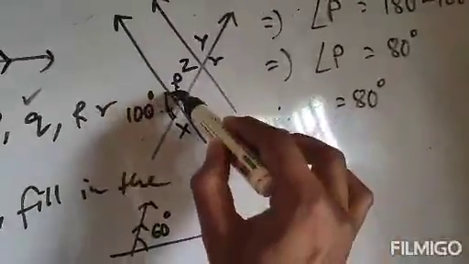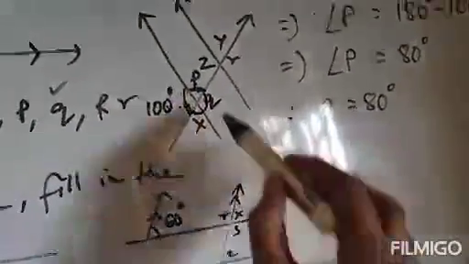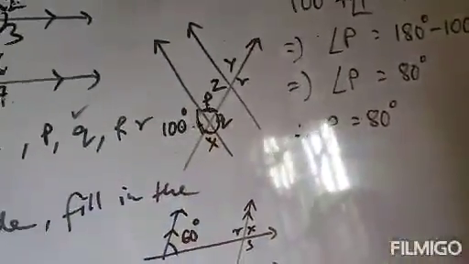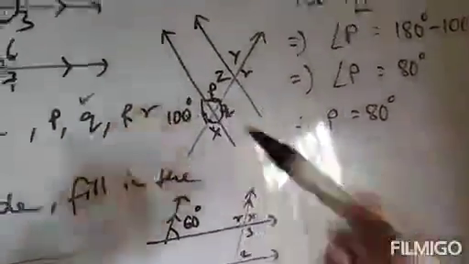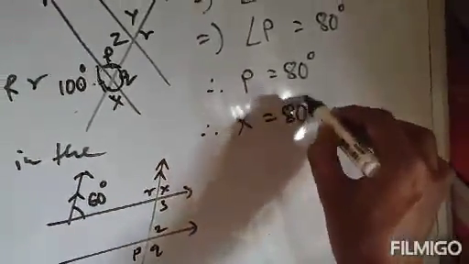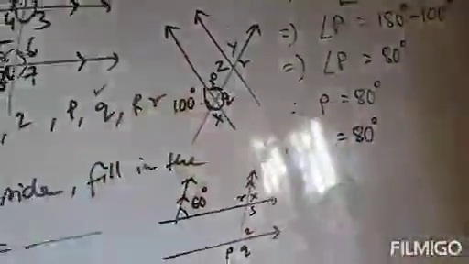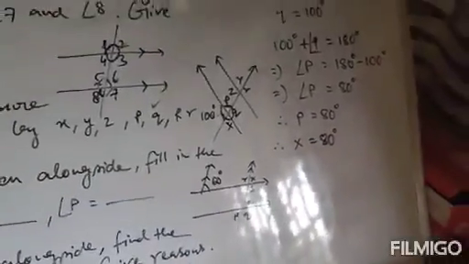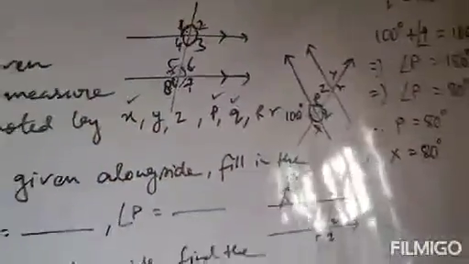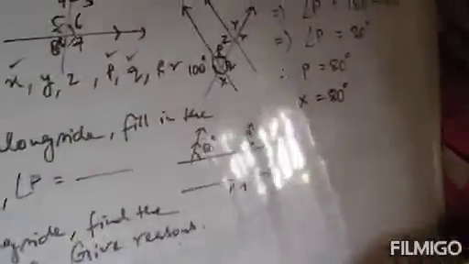Now if p equal to 80 degree, this x will also be 80 degree, because angle p and angle x are vertically opposite angles, and vertically opposite angles are equal. So we have got p, x, and q. Remaining values are y, z, and r.